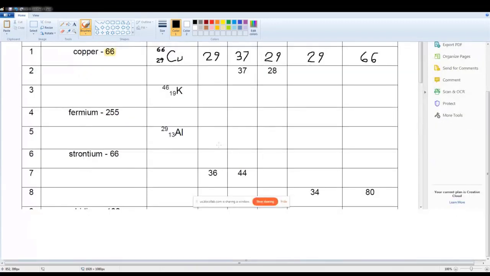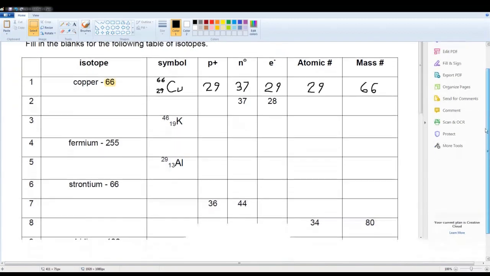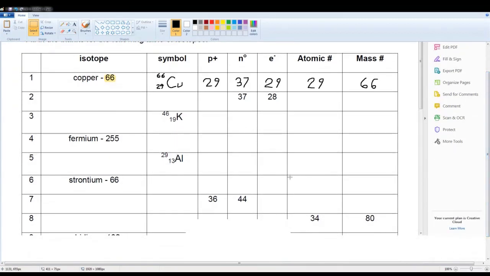Let's do... Ooh, I think that's a fun one. Let's do number 8. I'm going to actually cut this out. Select. Let's do number 8. And number 8 gives us the atomic number, and it gives us the mass number. Atomic number and the mass number. Let's solve for the rest of it.